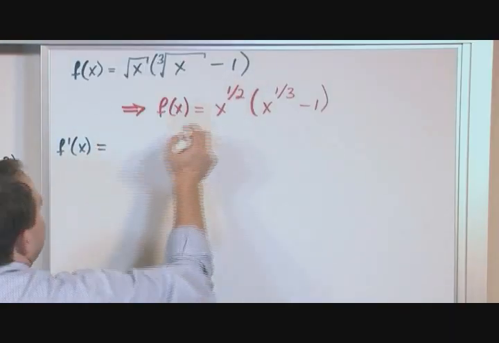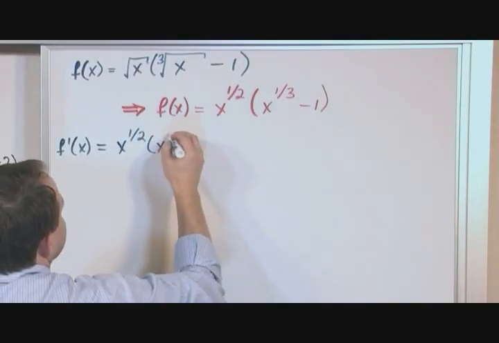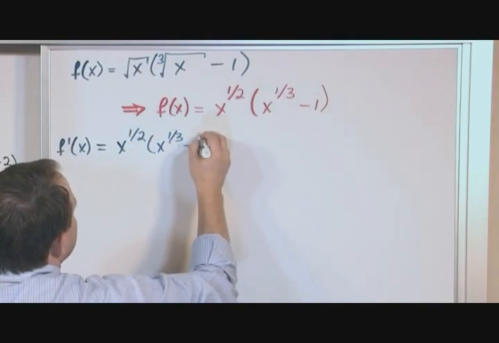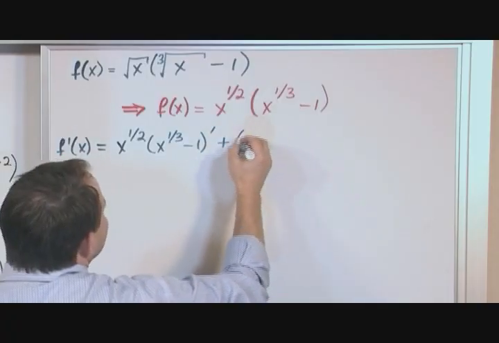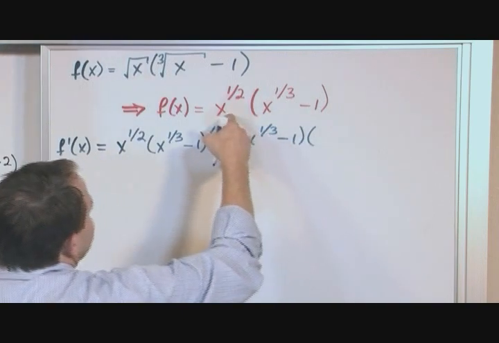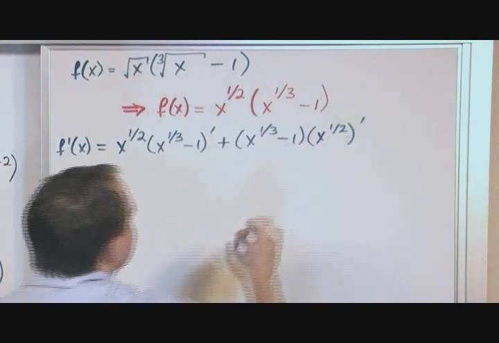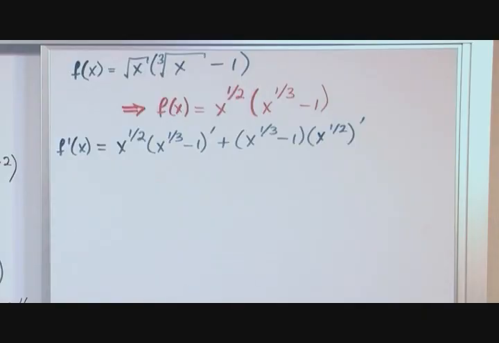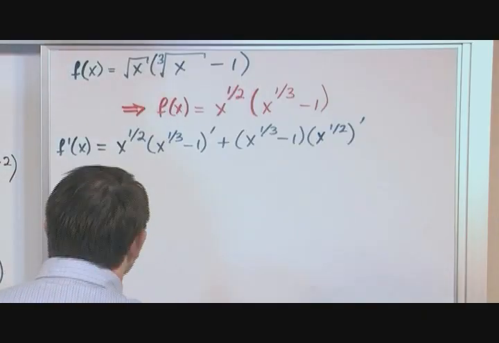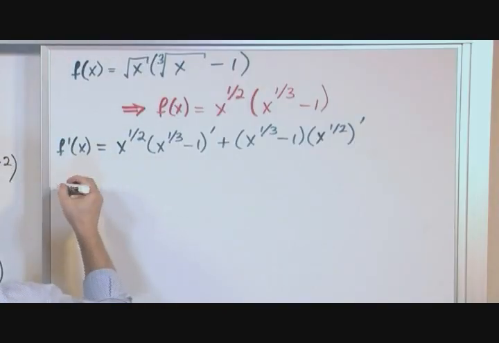Okay, so we have the first function, x to the 1/2, times the derivative of the second function, x to the 1/3 minus 1, plus the second function, x to the 1/3 minus 1, times the derivative of the first function, x to the 1/2. So far, it's the same as everything else. And I will try to switch colors here to keep it a little straight.